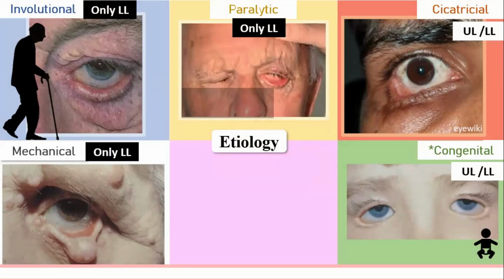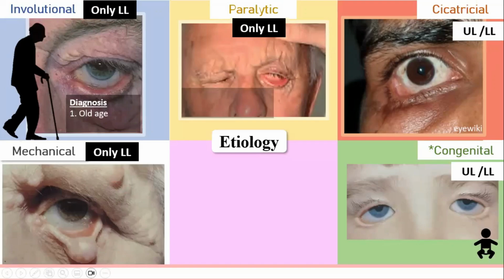So if you remember this slide, it is all about the etiology. Just a quick revision, we classified, according to the etiology, the ectropion into congenital, okay, that can affect the upper eyelid or the lower eyelid, and acquired causes like involutional, that only affects the lower eyelid, paralytic, only the lower eyelid, cicatricial, upper or lower eyelid, and mechanical, only the lower eyelid. All right? So I'm going to add some additional information.